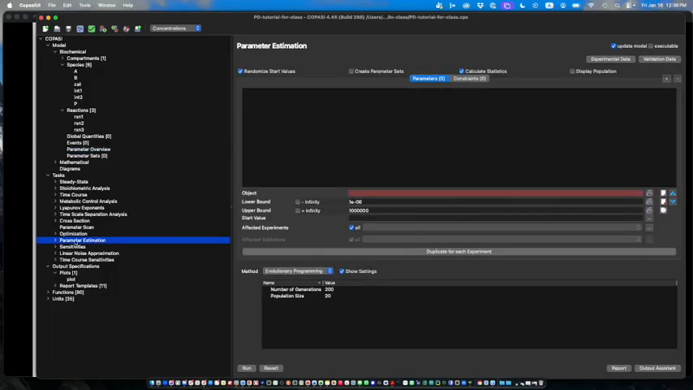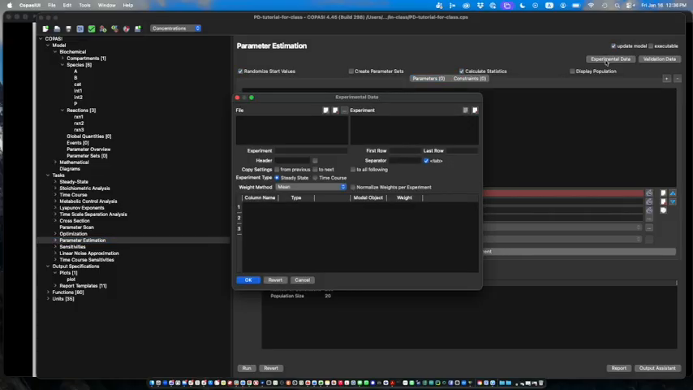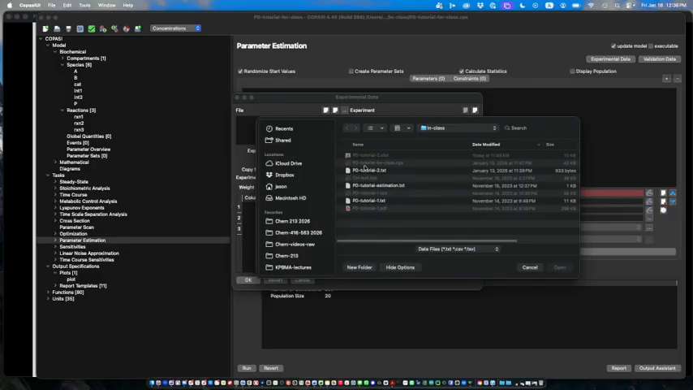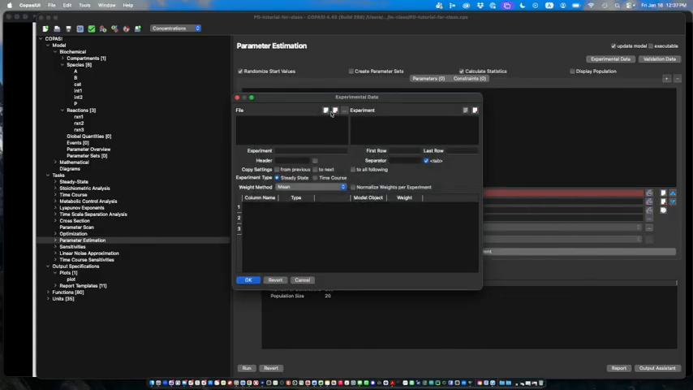You go down to parameter estimation here. You go over to experimental data. You want to make sure that this update model is checked. And we go to experimental data, and it brings up this window. What this will let me do is bring in a file that has my actual concentration versus time data. Before I do that, there's a bit of hygiene you have to do before you can do this step.